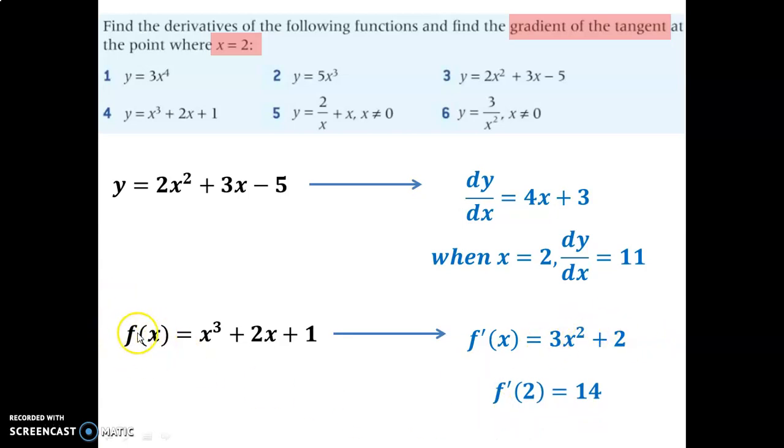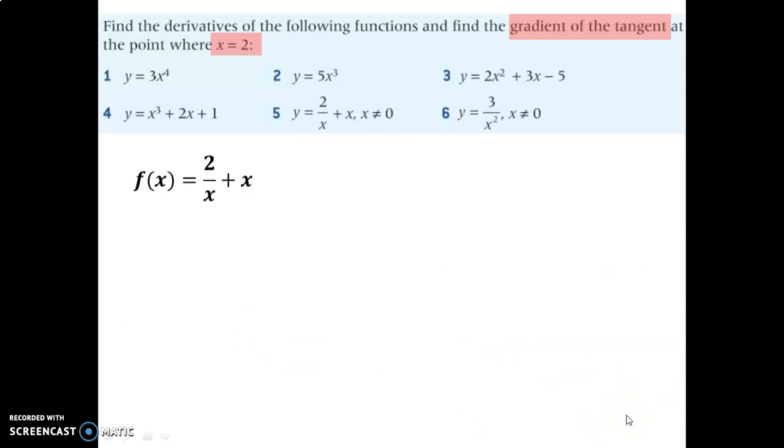Notice when we use f of x notation, it makes things easier. We don't have to write this out again. When x equals 2, blah, blah, blah. We can just say like this. When x equals 2, we just put it into the derivative function. So f primed of 2 equals 14. And again, that tells us on this original function, if we graphed it and we went to the point x equals 2, this would be the slope of the tangent line at that point.